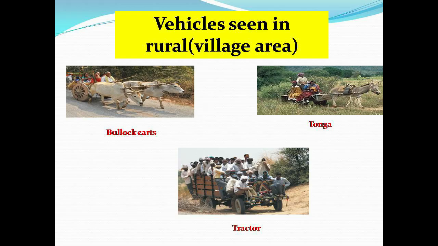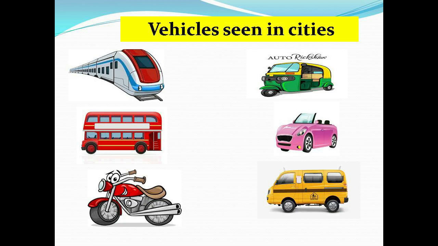Children, whenever we visit our village, we can see bullock carts, tongas, and tractors running on the kacha roads of villages. These are the transport systems mostly used in villages or small towns. They are used to travel short distances. They are used by farmers to carry their goods. Bullock carts and tongas are non-polluting vehicles.